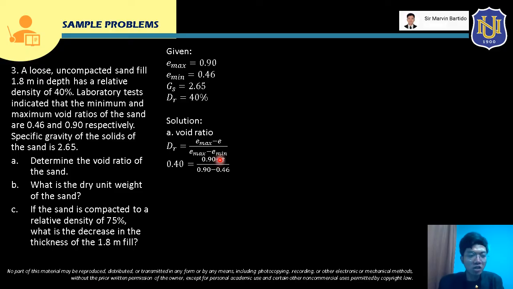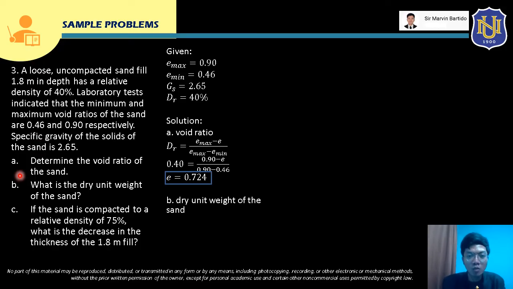So, the only unknown here is E. So, solving for E, we can compute this using our calculator. Okay, so, class, the answer for this is 0.724. So, this is the void ratio, class, no, of the sand. So, this is for letter A.